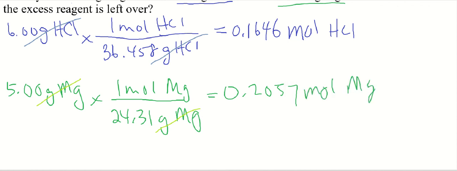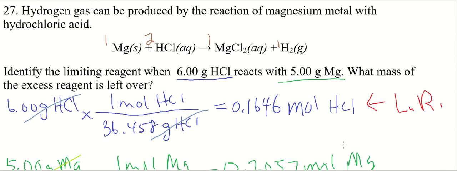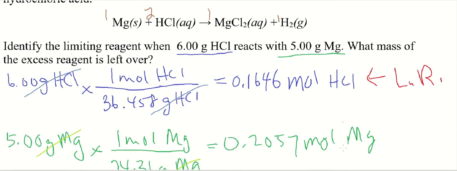All right, now you tell me, what is the limiting reagent? It should be very apparent. Did you say HCl? Well, you're correct. Hydrochloric acid is the limiting reagent. Now, did you say it's HCl because it has a smaller number of moles? Well, that's the wrong reason. You can't do that, because they're not the same ratio.